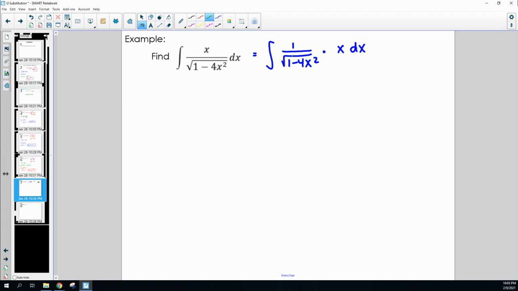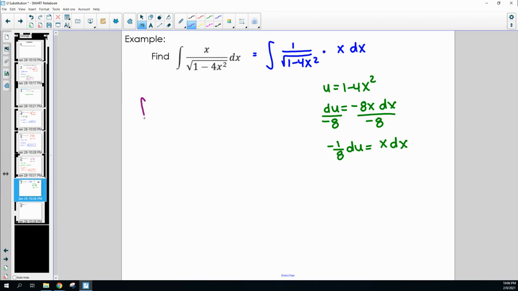So my innermost function is going to be 1 minus 4x squared. That's what's in the radical, so that is going to be my u. My du is going to be negative 8x dx. Okay, so we can see that we have an x dx, but we don't have this negative 8. So again, we're going to divide out the negative 8, and we end up with negative 1/8 du equals x dx. So now we have that x dx, which is great.